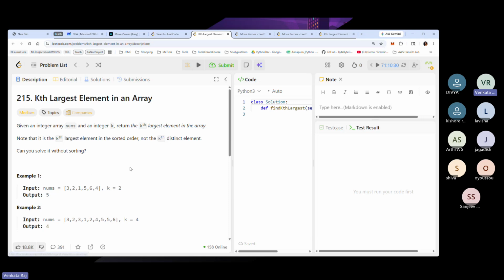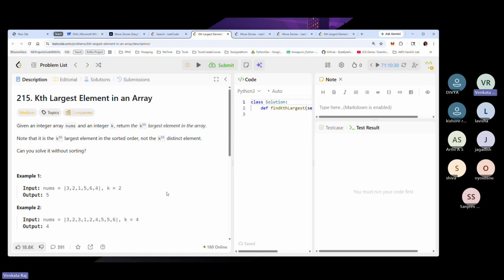Whatever value they are asking in the input, here k is equal to 2. Here we have to find the second largest element in the array. Can someone tell what the second largest element in this array nums is? What is the first largest element? It's 6. After 6, the next largest is 5. So anybody has any rough idea in mind how we go about this problem?